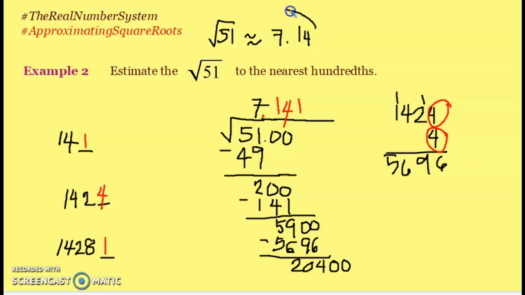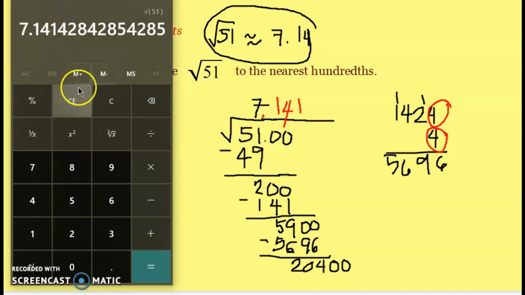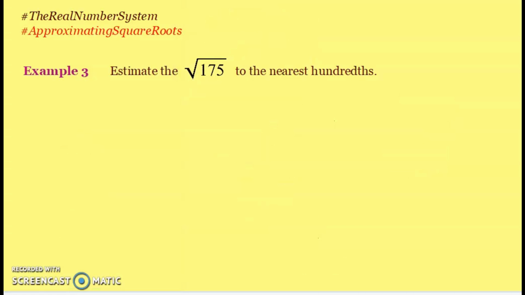7.14. Okay? So, check ulit natin sa calculator natin. Square root of 51, so we press 5, 1, and then square root. See? It's 7.14. And that means our answer is correct. So let's proceed to the third example. The third example is we estimate the square root of 175 to the nearest hundreds.